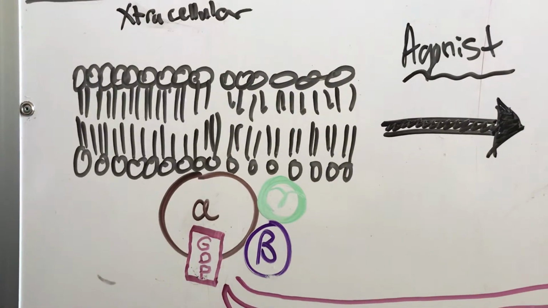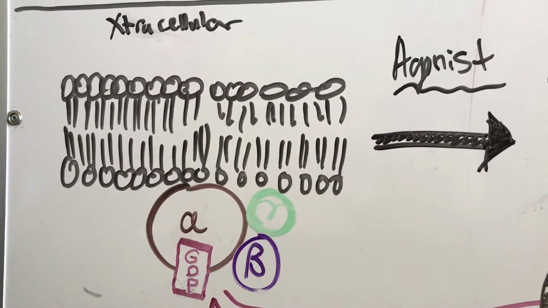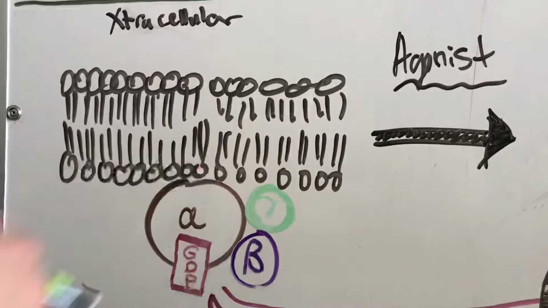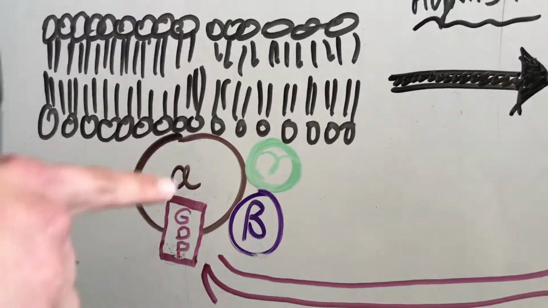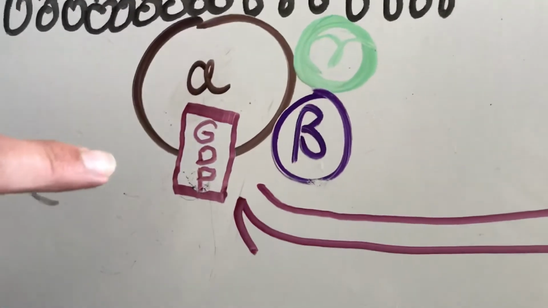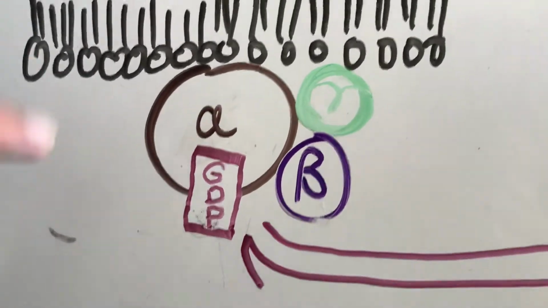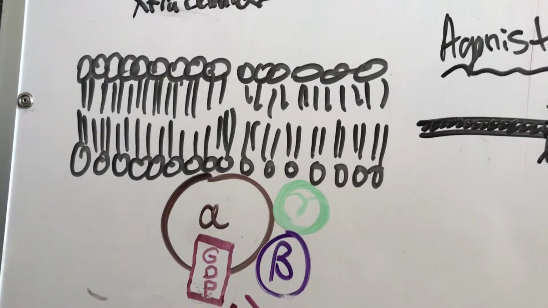In the inactive state, the GPCR is bound to a heterotrimeric G protein complex, as already stated here. The alpha G subunit is bound to GDP and is firmly attached to the beta G protein and the gamma G protein, as you can see there.